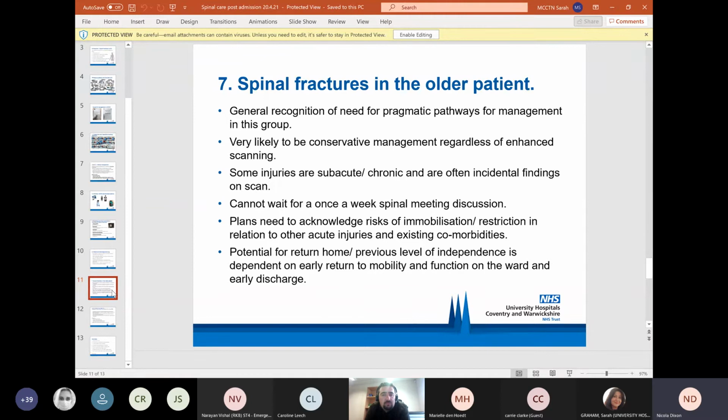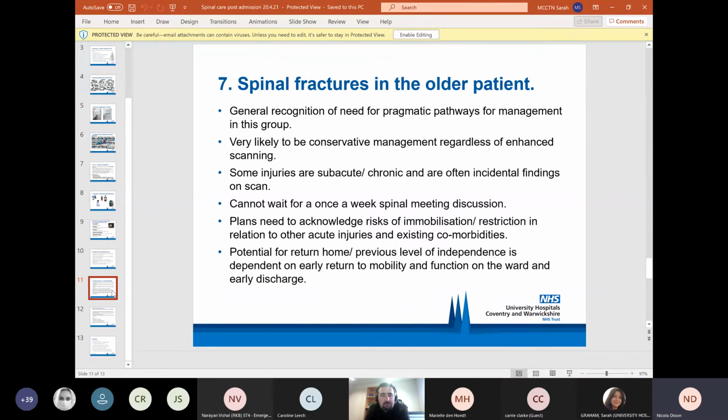The management is very likely to be conservative, regardless of any enhanced scanning. They don't want to take these patients to theatres. So why are we doing that enhanced level of scanning? Some injuries indeed will show up and often show up, but actually it's very difficult when you ask somebody to review it as to whether they're subacute or may even be chronic, and are often incidental findings on the scan.